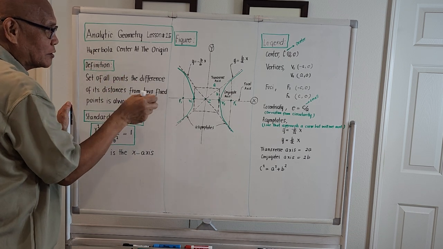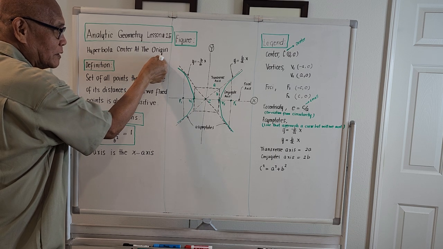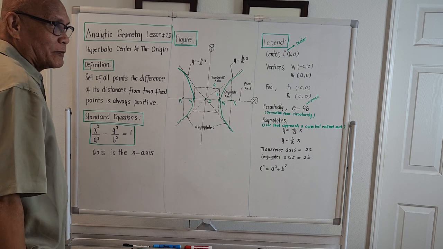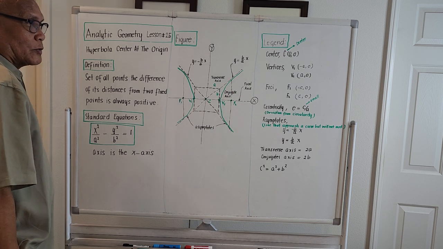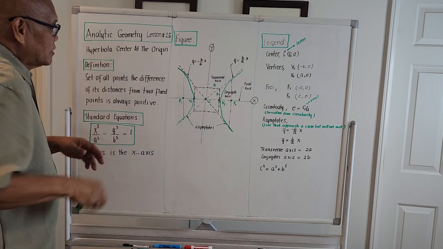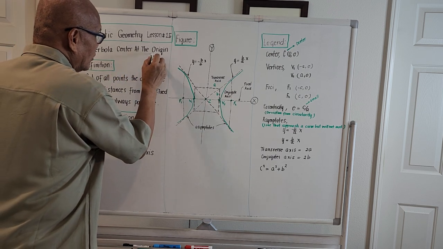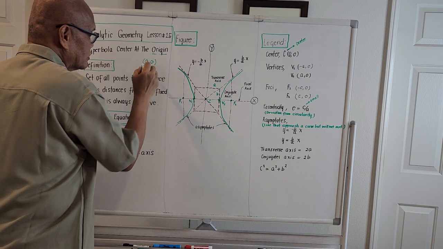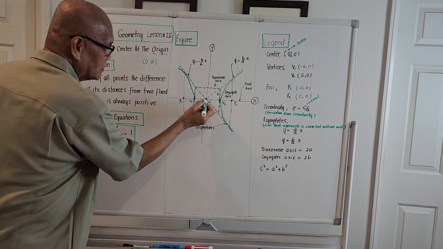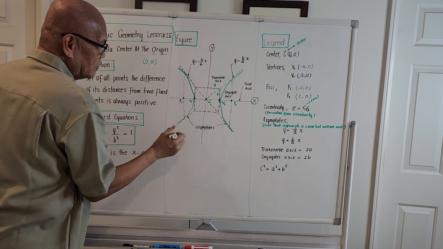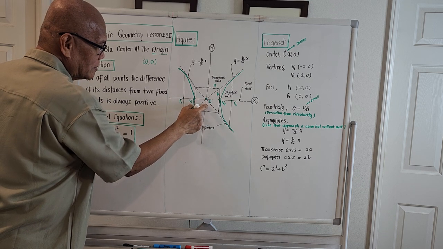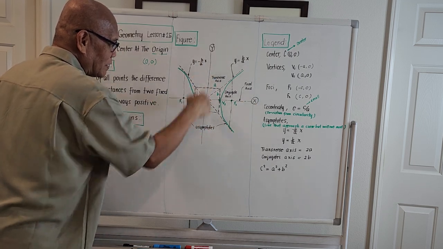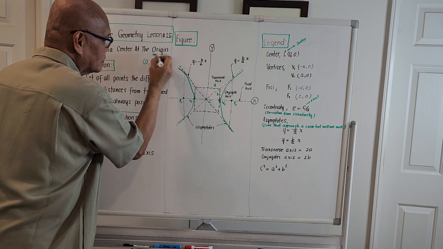The location of the center of that hyperbola is at the origin. Okay, the first topic under hyperbola: the location of the center is at the origin, meaning the coordinates 0, 0, like this one here. The center of the hyperbola is actually at the intersection of the x and y-axis, and that is termed the origin.